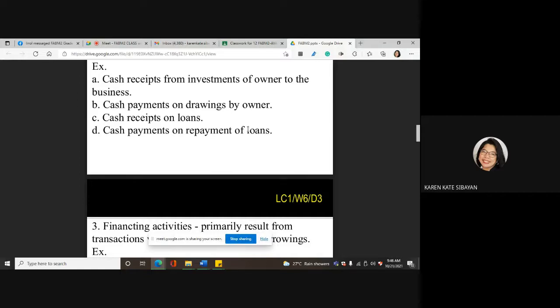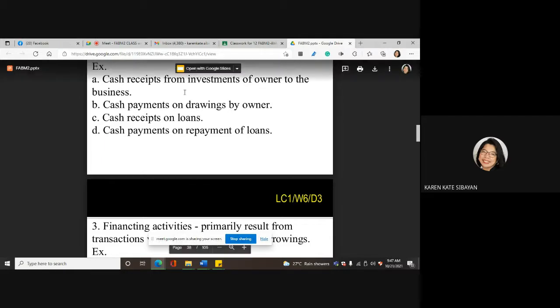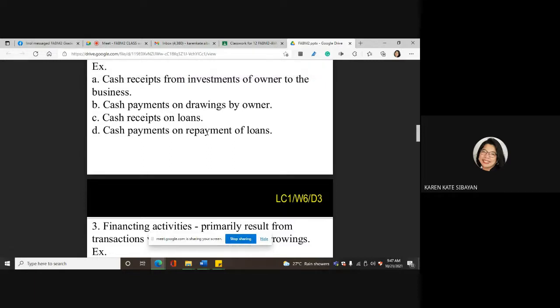Madali nyo na lang ipa-plot yung cash flow statement ninyo. Okay? Pero sa activity 1, madali lang. Sa activity 2, medyo mahihirapan kayo ngayon kasi hindi ko ibibigay kaagad. Later ko na ibibigay once natapos na yung cash flow statement ninyo. Okay? Anyway, let's proceed. So, cash receipts on loans. Lahat ng may receipts, automatic, there is an increase. Cash payments, decrease.